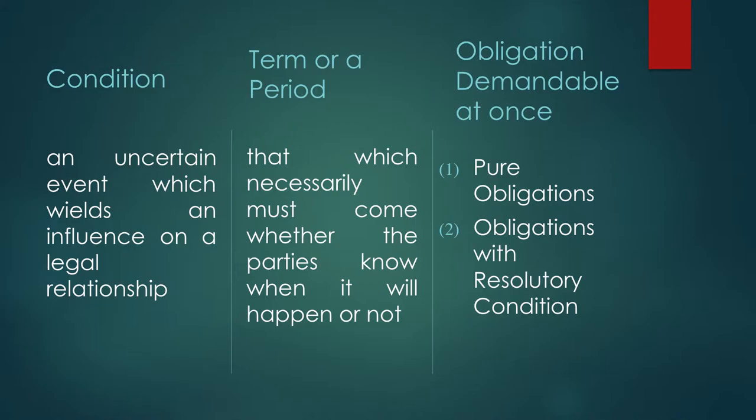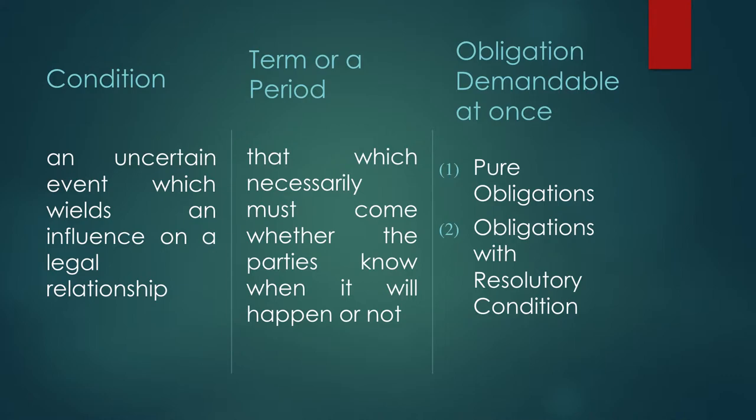However, a term or a period is that which necessarily must come whether the parties know when it will happen or not. The term or a period is different from a condition because the term is sure to happen. You are certain that it will happen. The very common example for this is death. Death is certain to happen, you just don't know when. So it is a period. Death is usually used in some of the legal contracts that we have, like donations, right? The donation will become effective at the time of the death of the donor. Things like those we call not a condition but a term or a period. So the contract or the obligation is subject to a period.